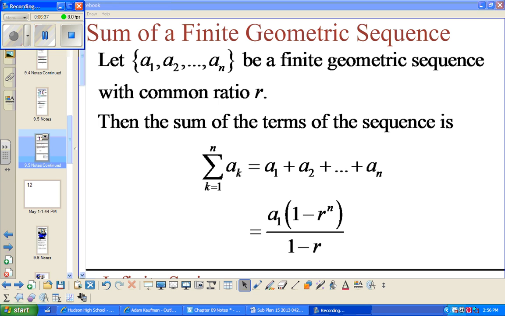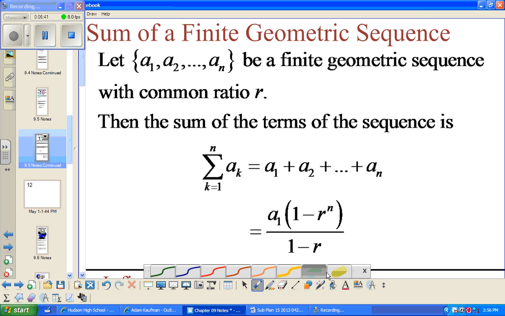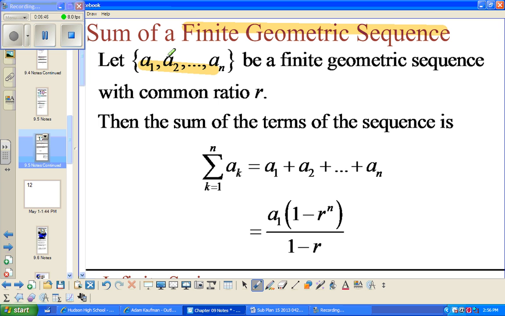Use the same type of information for a finite geometric sequence. So make sure you have written this down. We're talking finite geometric. So these are the terms that we're looking at in the sequence, and it has a common ratio, r. If we're looking for the finite sum, and we know it's a geometric sequence, this is the formula to get that sum. You take the first term times 1 minus r raised to the n, so that'd be how many terms there are, divided by 1 minus r.